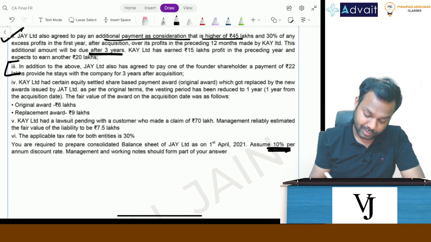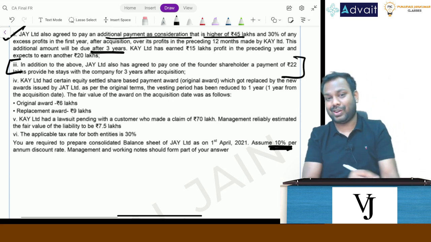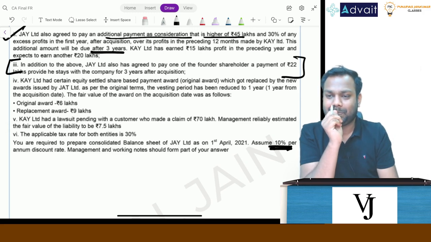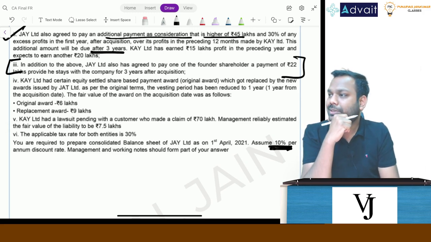Please read this point. And tell me what shall we do with this one. And I can guarantee that we have studied in today's class itself this point. Come on guys, tell me.